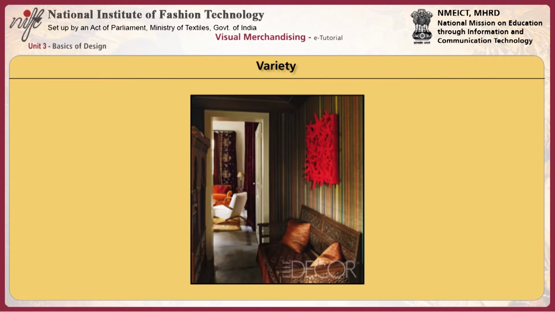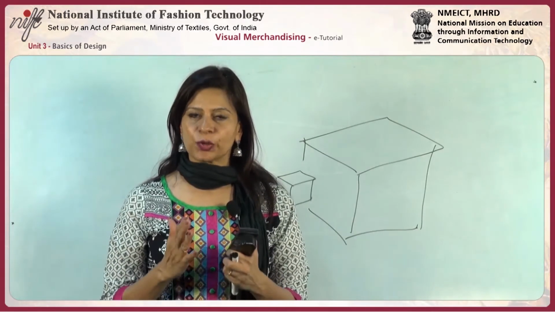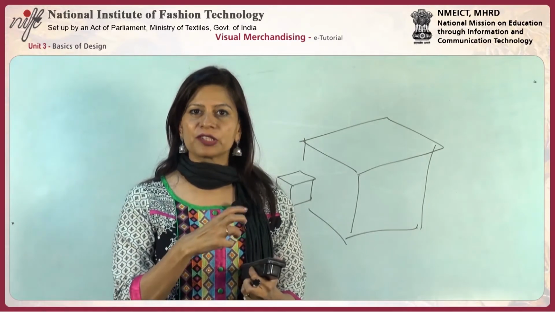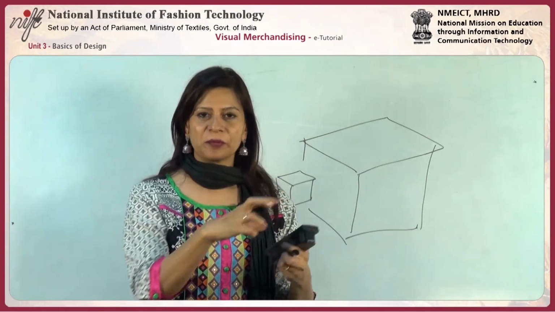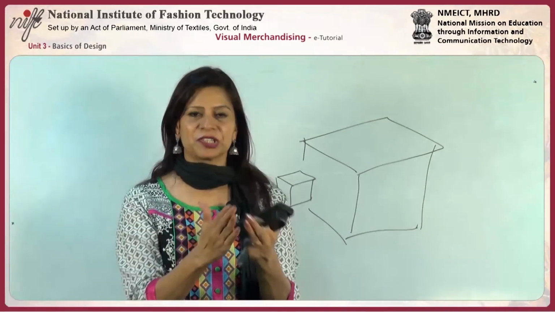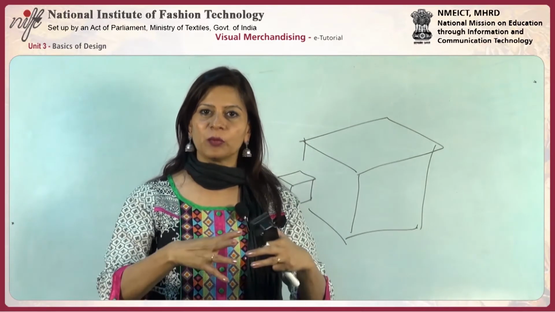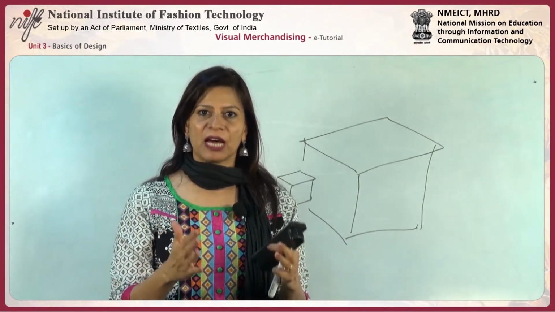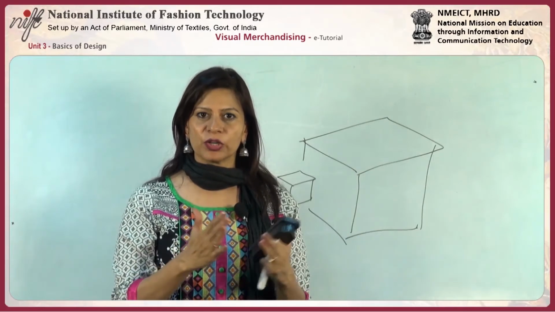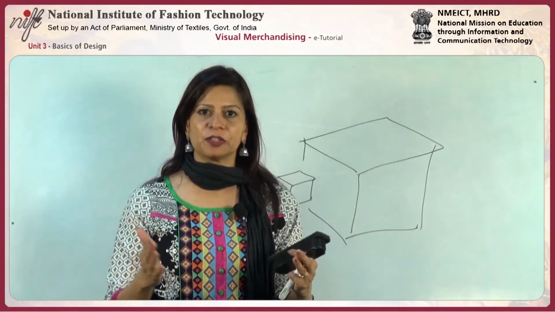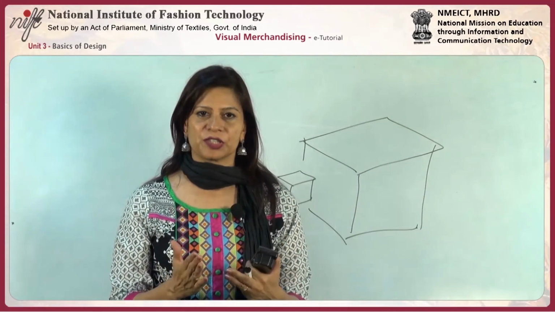The next principle is variety. This picture shows a variety of textures, yet they are balanced. It is important for us to understand that you cannot differentiate one principle and say that in this particular store there is only one principle. There can be more than one principle applied to a store. Hence, a good design would have a combination of elements and principles of design.